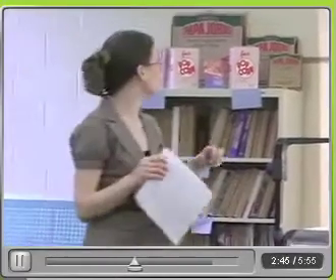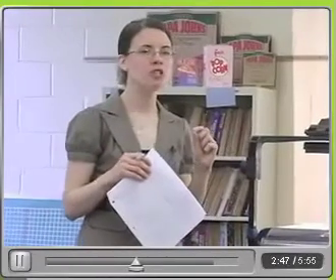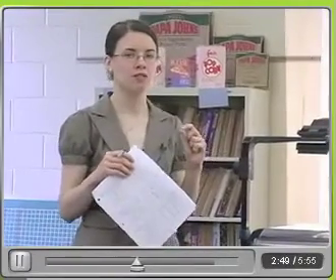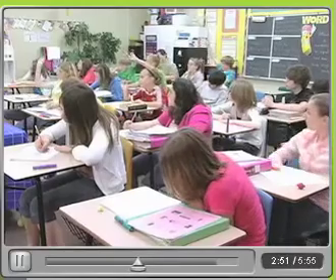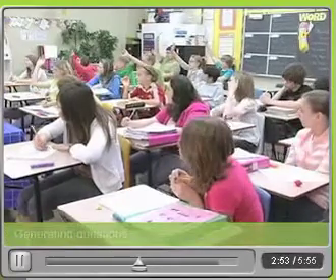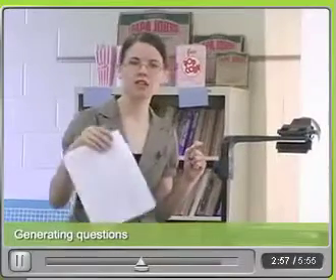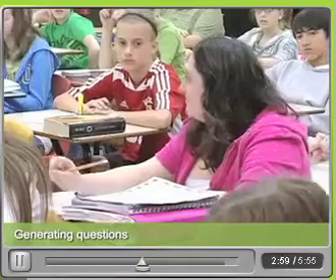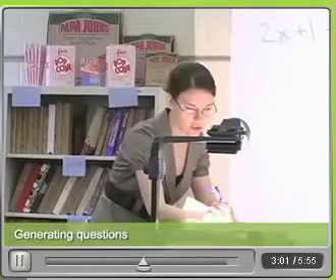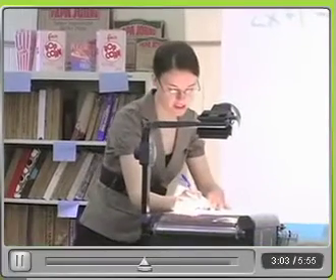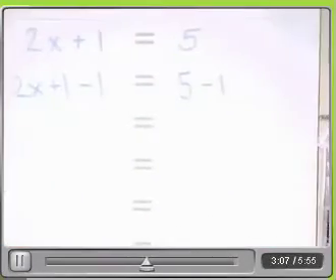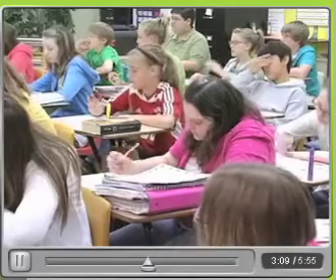Bailey said we're going to do subtraction, and how much is it that we're going to subtract from both sides? How much are we subtracting from both sides? Melanie? 1. Right. So we'll subtract 1 from the left side, and we'll subtract 1 from the right side. Make sure your equal signs are lined up.